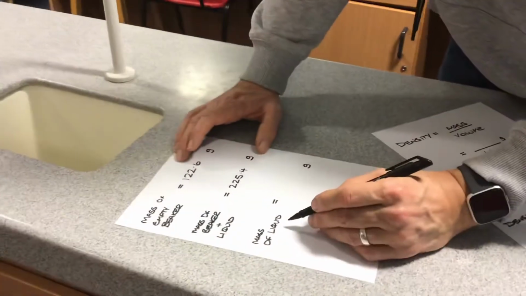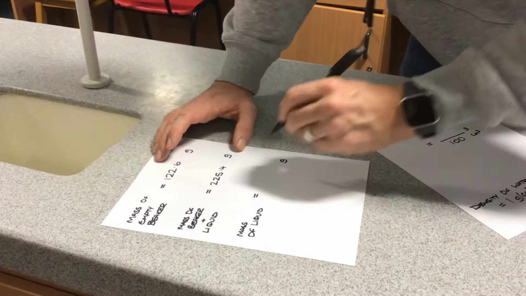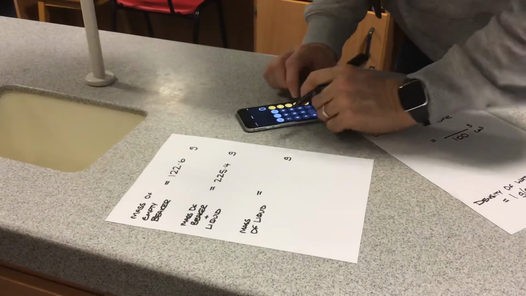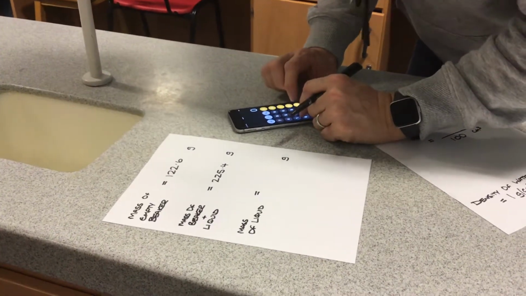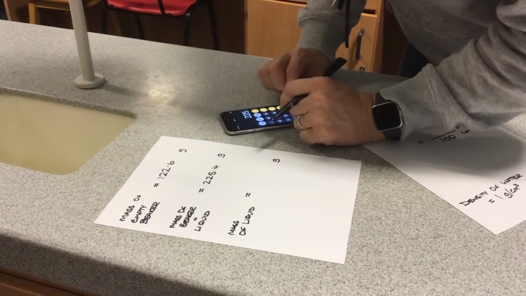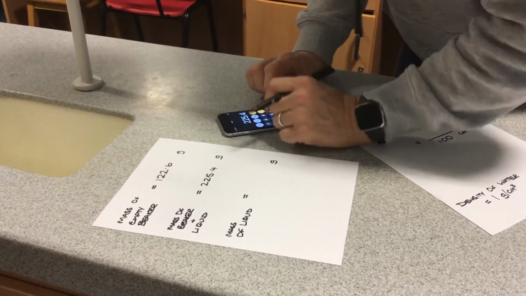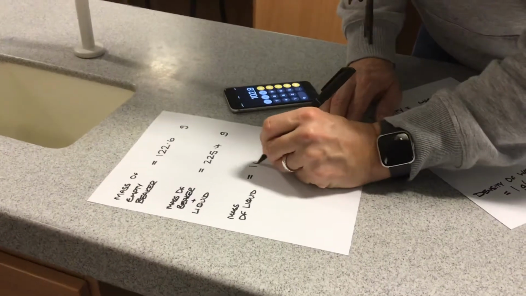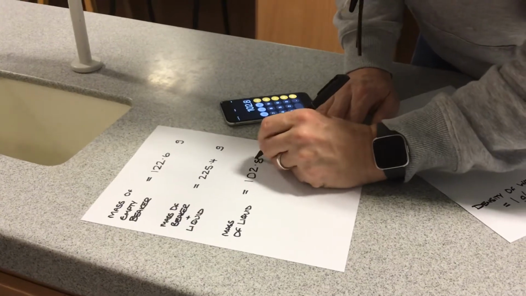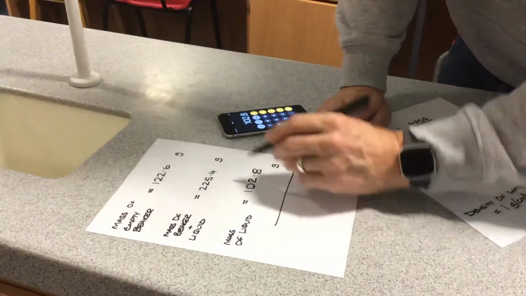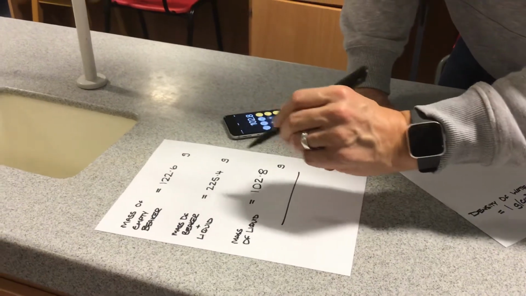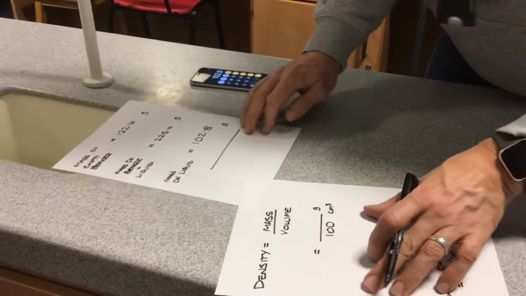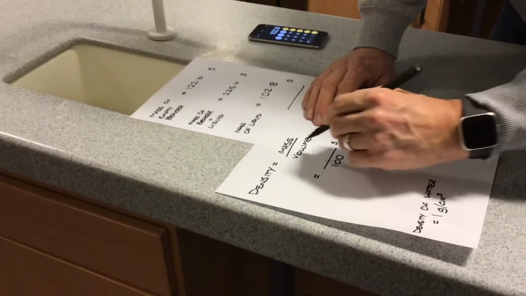So to calculate the mass of the liquid that we've got in there, we just simply have to subtract the two. I'll do it quickly on my calculator just to be sure I don't get anything wrong when we have to film again. So we've got 225.4 minus 122.6 equals 102.8. Now then, what we're going to need to do is use that as that's our mass of the liquid. We can put that onto our table.